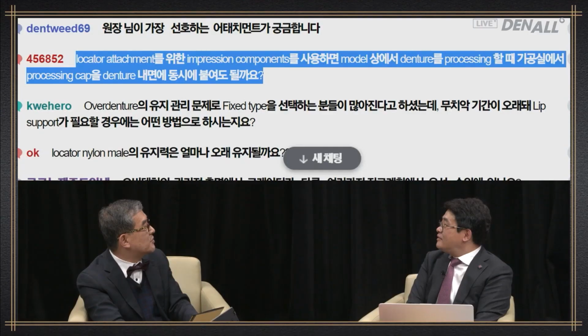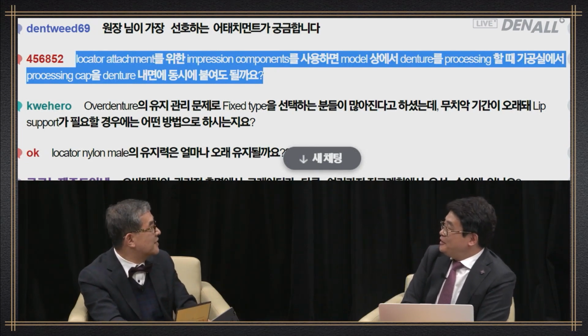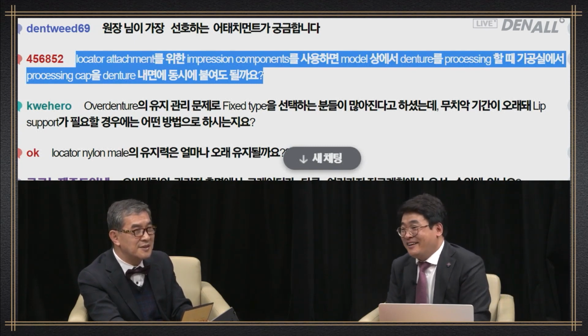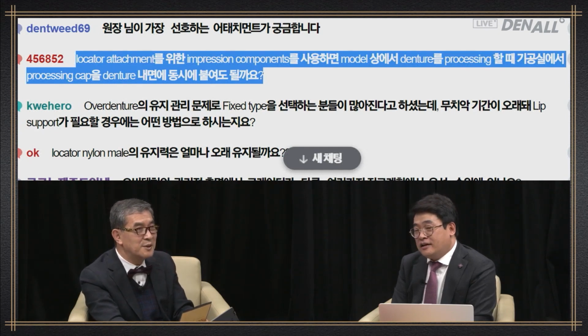If I use impression component for a Locator attachment on the model for denture processing, can the lab attach the processing cap on the inner surface of the denture at the same time? You've mentioned this earlier. Yes, I've mentioned it in the lecture, but I think he or she missed it slightly. On the model, you can attach it.